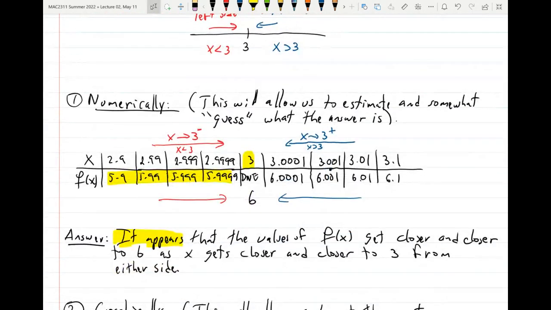First, numerically, in other words, just start plugging in numbers that are very close to the value that you want to approach with x. In this case, it was 3, from either side, from the left and from the right, and then we observe the behavior of the outputs of the function. If we see that the outputs are getting closer and closer to some specific value, we can estimate what the answer should be. The thing about this is that we are not sure, right? Here we're just doing an educated guess that, in this case, it appears that the answer will be 6.